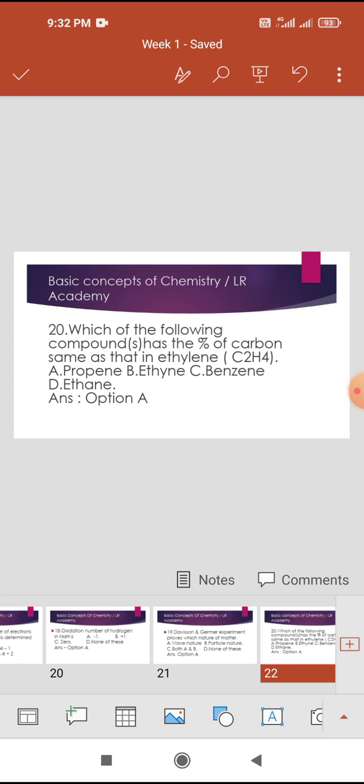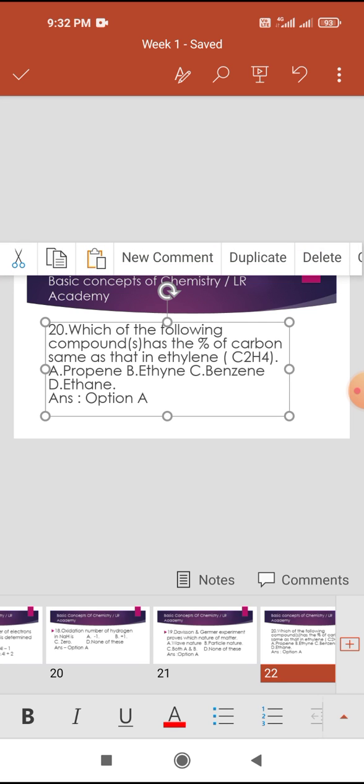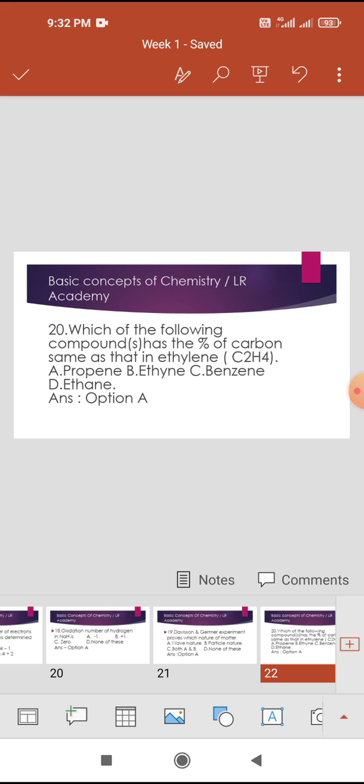Question number 20. Which of the following compounds has the percentage of carbon same as that of ethylene, that is C2H4, ethene? Option A, propene. Option B, ethane. Option C, benzene. Option D, ethane. The right answer is option A, propene.